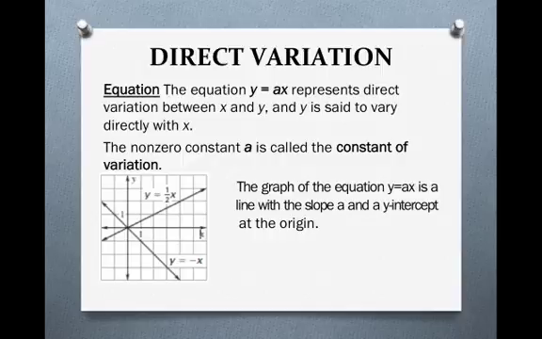All right, 2.5 is about direct variation. It's a special type of linear function. The equation y equals ax represents direct variation between x and y, and y is said to vary directly with x. The non-zero constant a is called the constant of variation. The graph of y equals a times x is a line with a slope a and a y-intercept at the origin. So your slope is a and your y-intercept is at 0, 0.